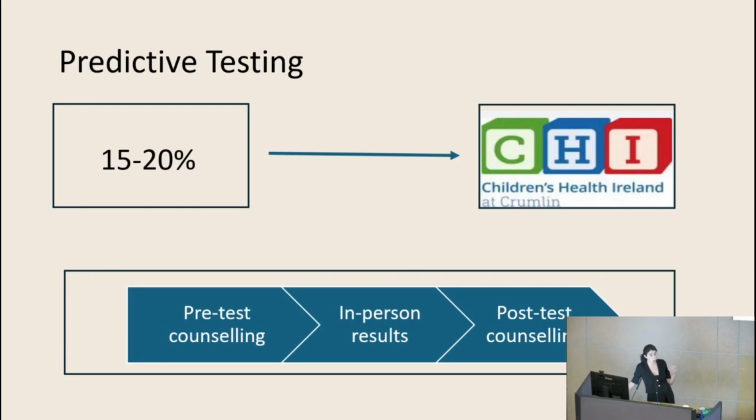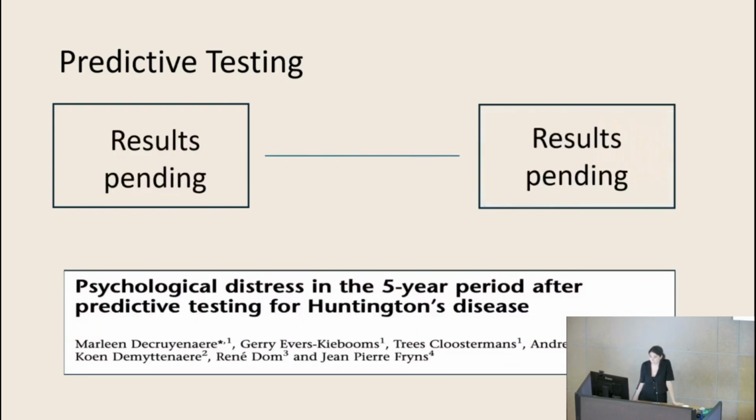If somebody chooses to undergo testing, their results will be delivered at an in-person appointment with a genetic counsellor 6 weeks later, and then they will receive 2 further follow-up appointments, if needed, with the clinical genetics service. If a positive result is identified, an onward referral to neurology is made.